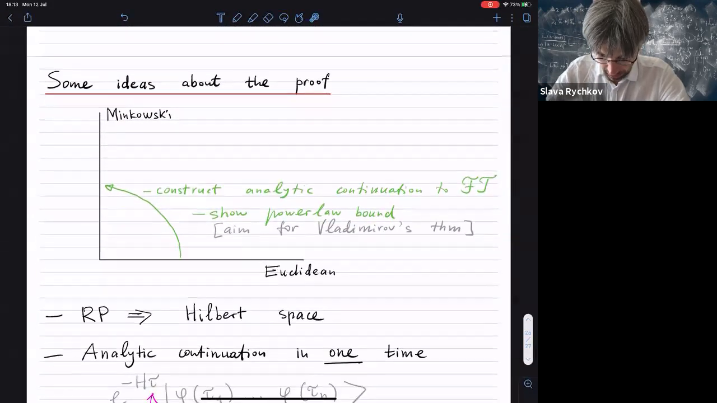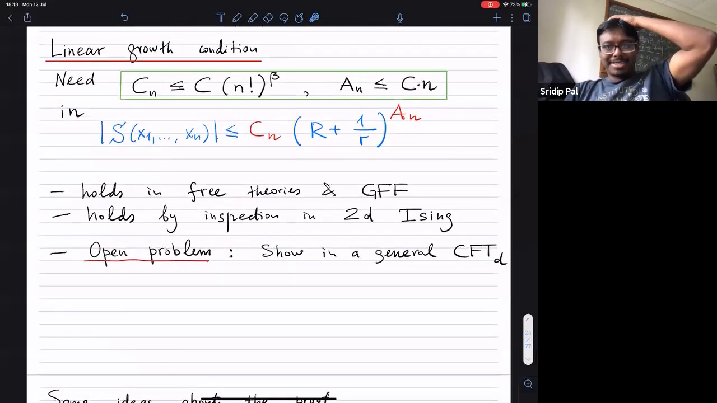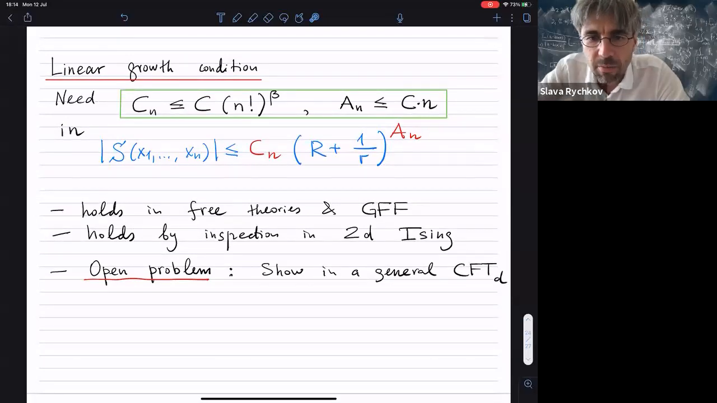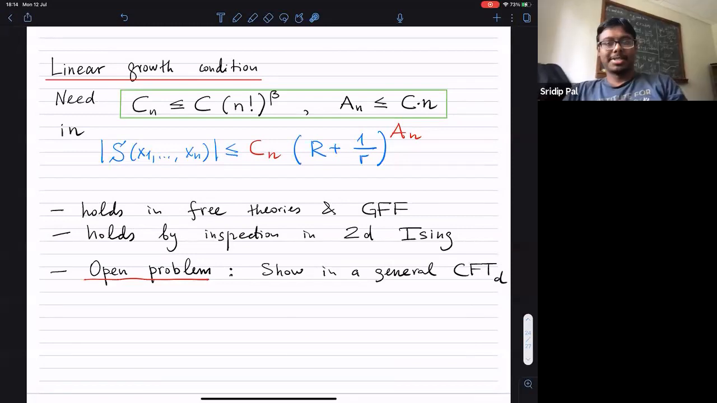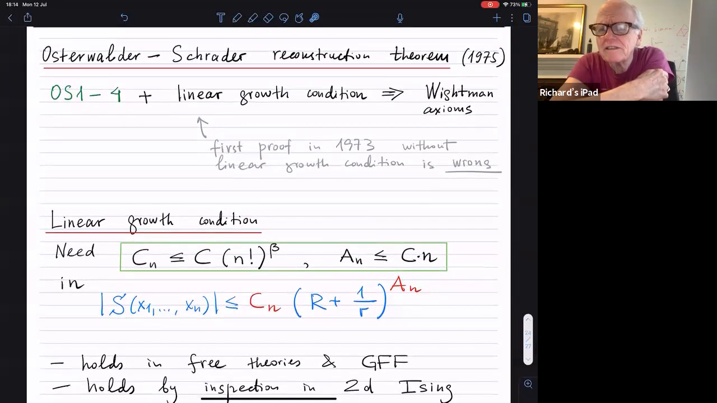Slava? Yeah. What was this capital R and little r in your inequality? I missed that part. The big R is the diameter of the configuration, and the small r is the smallest distance. Okay, I see. Thanks. So there's no dimension dependence in this thing. That's surprising.